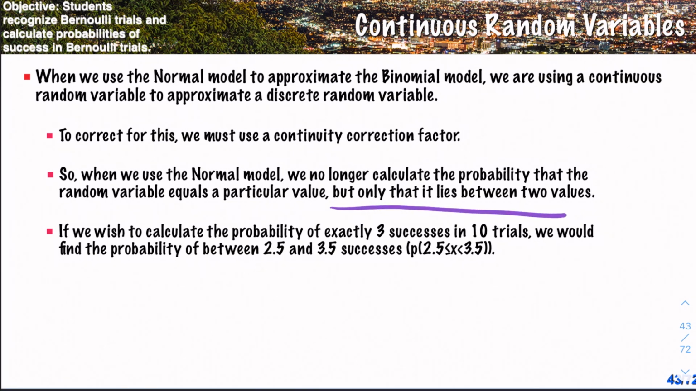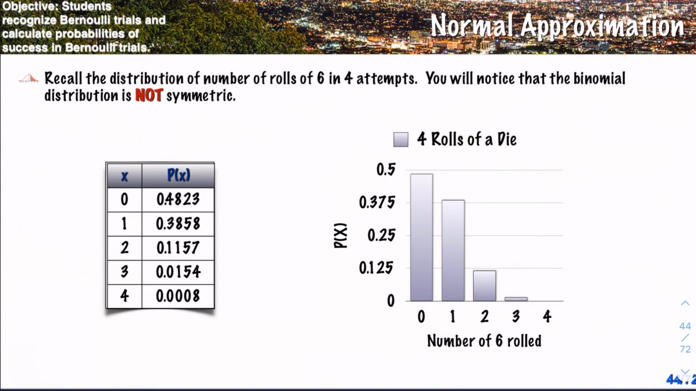So I'm going to underline that, because if I want to find the probability that we are exactly 3, well, continuous, we cannot include the 3, so we say 2.5 to 3.5. So if we wish to calculate the probability of exactly 3, as I just said, we would find the probability between 2.5 and 3.5 successes, and that interlying part is what we want.